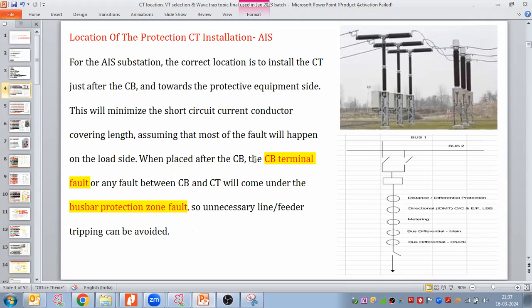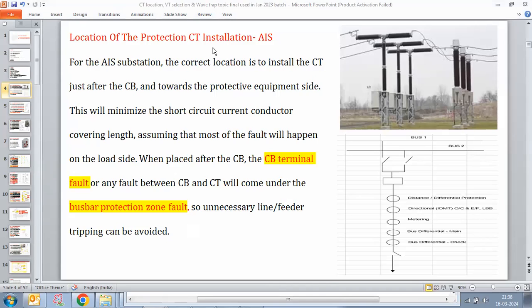Yes, sir. The CB terminal fault, because the CB is a load making and breaking equipment. It makes and opens when full load current is flowing. So the probability of a fault at the breaker terminals is higher compared to any other equipment. So the breaker terminal fault, or any fault between the breaker and CT, that could be here as well. Fault between the breaker and CT will come under the bus bar protection zone fault.